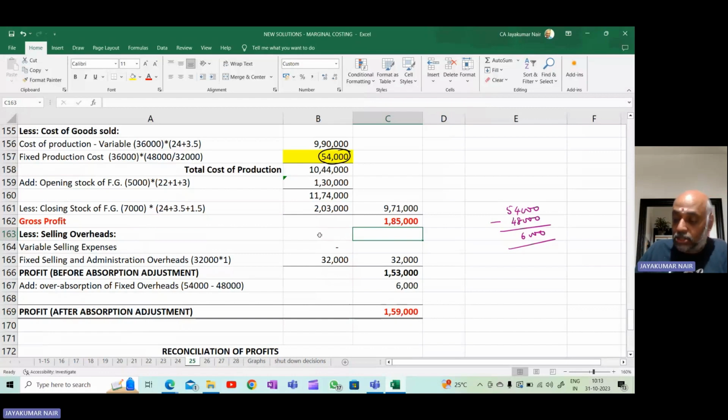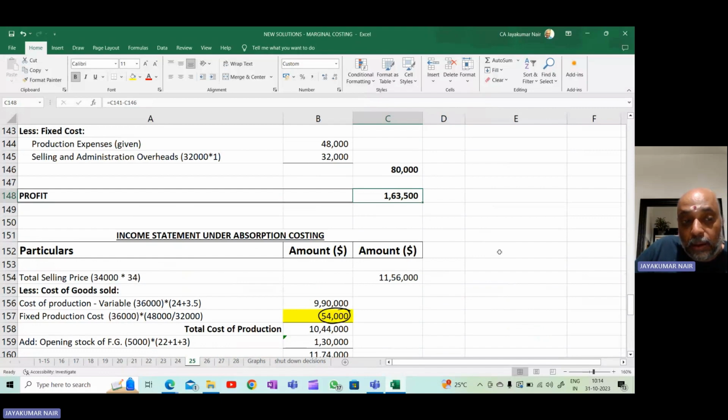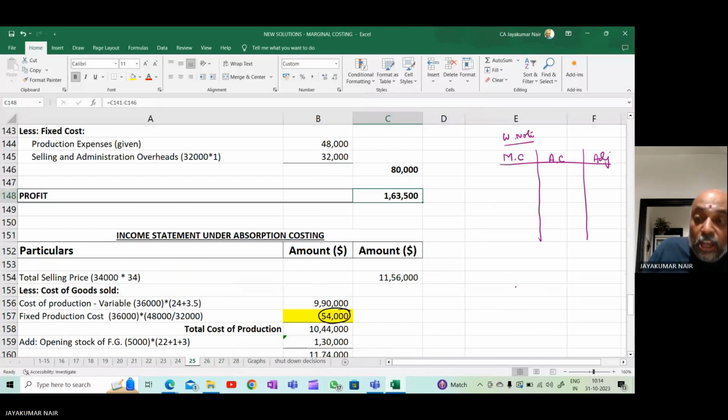You'll find differences in the two profits. So how do we reconcile? We will see now. You have to determine which profit you want to start with, the profit as per absorption costing or as per marginal costing. Supposing I want to start with marginal costing, I will write marginal costing as the first heading, absorption costing as the second heading, and then I'll write here adjustment. So this was one small working note. If you start with marginal costing, ensure that the first column is marginal costing, then write absorption costing and then the adjustment.